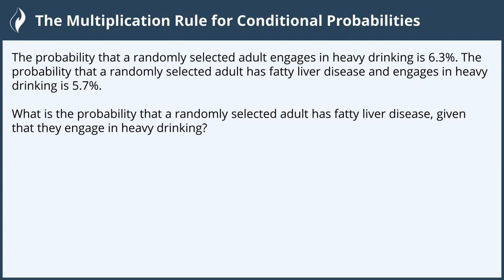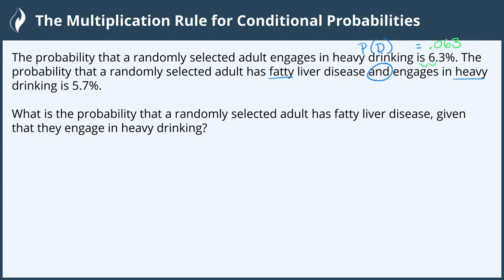Let's go ahead and break this down. The first sentence gives us the probability that the randomly selected adult engages in heavy drinking. So the probability, and let's do a capital D for drinking, translates to an equal sign, 6.3%. Let's go ahead and change that to a decimal so that we can use it for our arithmetic. Moving the decimal place 2 place values to the left gives us 0.063.